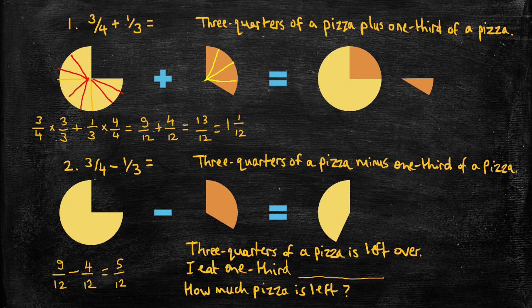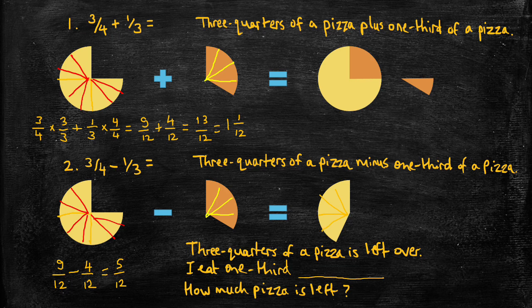Let's show that on the diagram. So here's my quarters, here's my 12ths, so that's my 9/12, and I'm subtracting 4/12, and so I've got 5/12 left over.